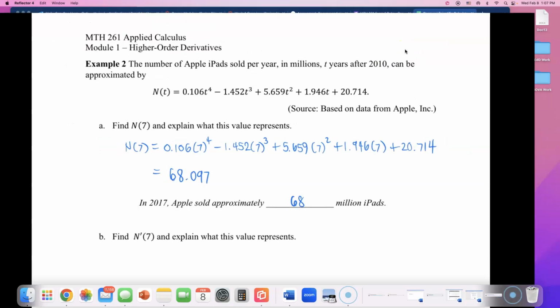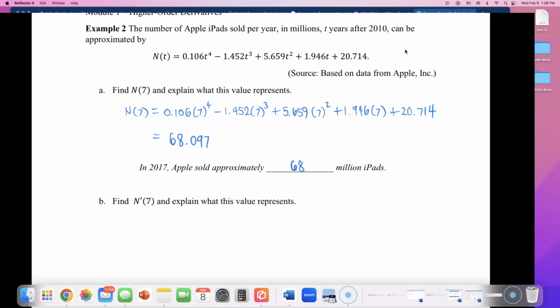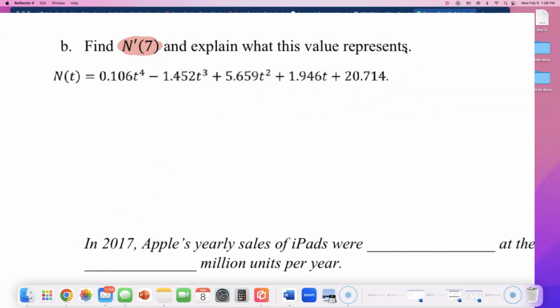Now they're asking for n prime of 7. A little different. But we know how to take the derivative of this function. So let me get this one down, and I'll find the derivative of this, and I will plug in 7 into that derivative function. Okay? So let's take the derivative.